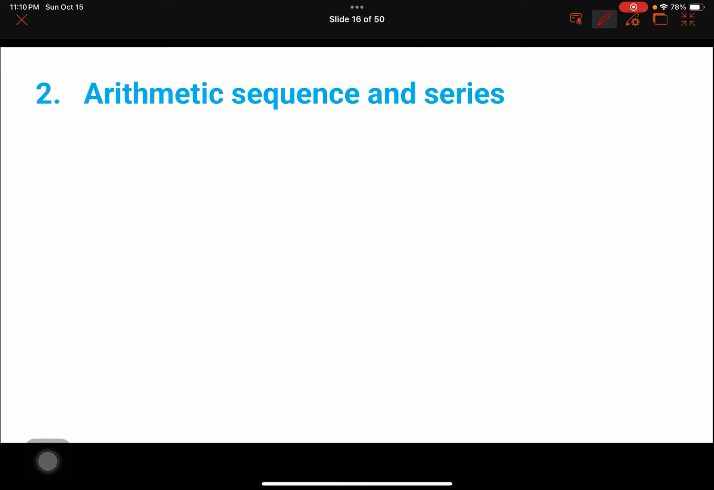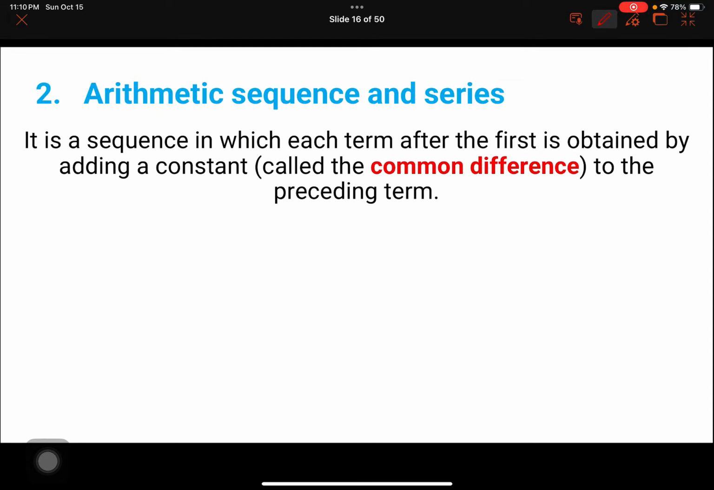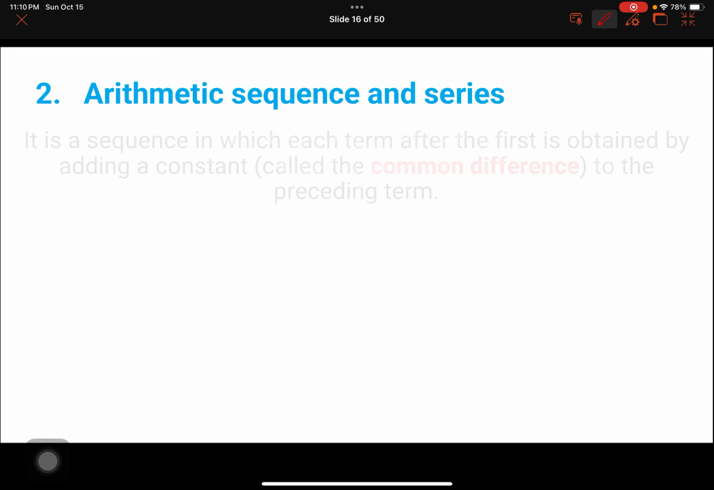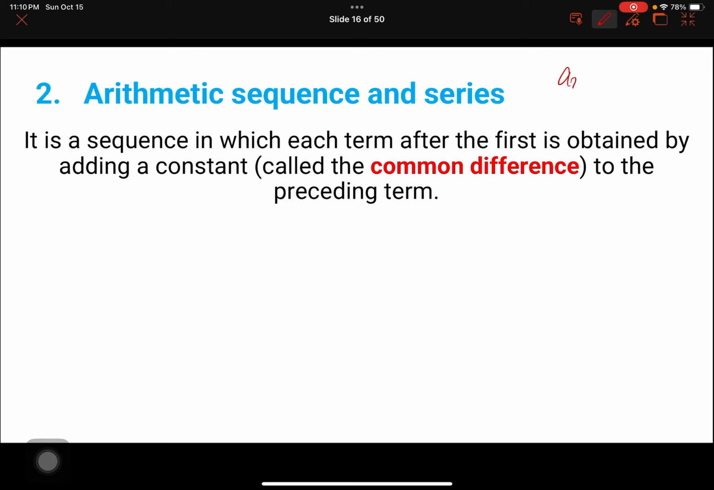Pag sinabi naman nating arithmetic sequence, kung you can recall, meron naman tayong common difference na tinatawag dito. So, before meron tayong tinatawag na golden ratio. So, pag sinabi ng ratio, a sub 2 divided by a sub 1 or a sub 3 divided by a sub 2. Pag sinabi naman nating difference, a sub 2 minus a sub 1, a sub 3 minus a sub 2. So, meron silang constant value dito. Okay?